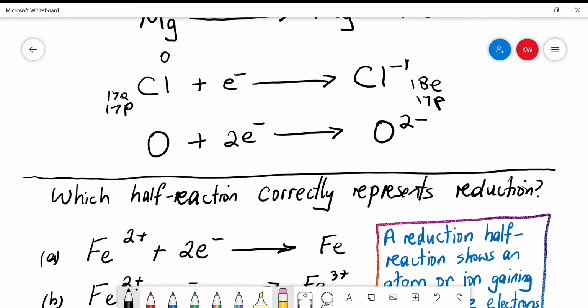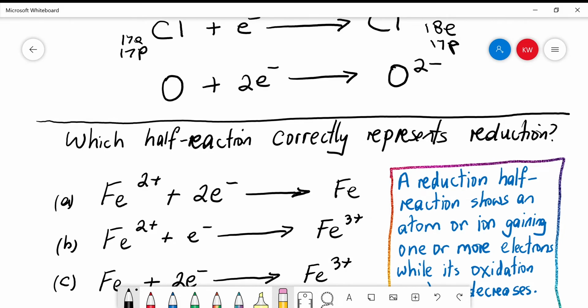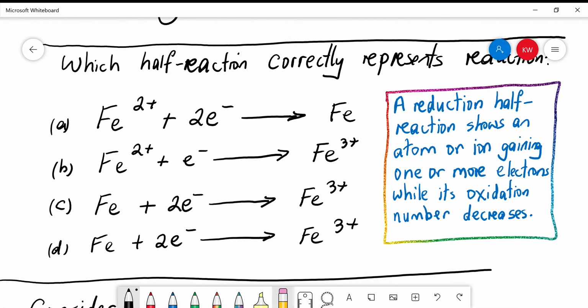Okay, so we're going to look at half equations. What do we mean by half equation? We're going to first look at a reduction half equation. A reduction half reaction shows an atom or an ion gaining one or more electrons while its oxidation number decreases. Remember we said that reduction involves an increase in electrons and a decrease in oxidation number. So here we have 4 examples.